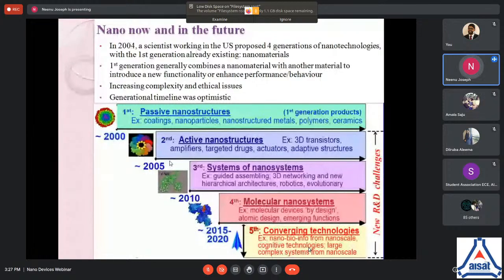Coming to the fourth generation, 2010 to 2015: molecular systems. Example, molecular devices by design, atomic design, emerging functions. 2015 to 2020, up to now, this is the fifth generation, converging technologies. Example, nano-bio-info-cognitive technologies, large complex systems from nanoscale.